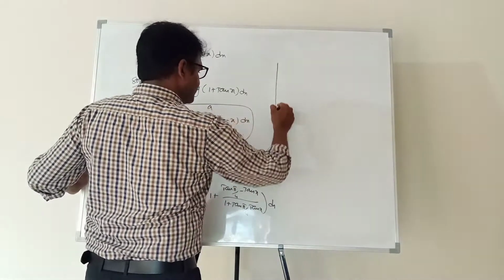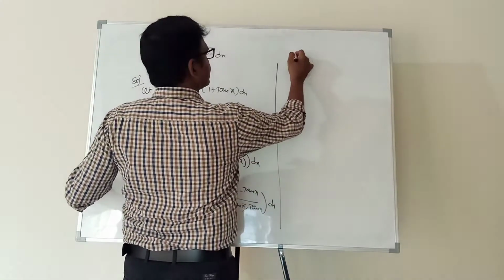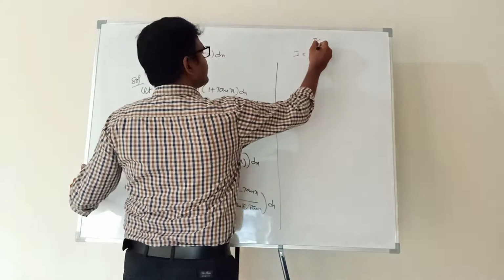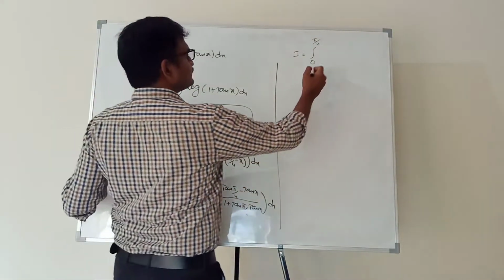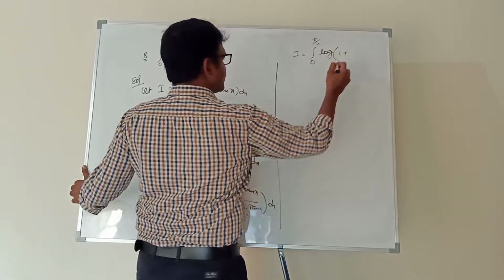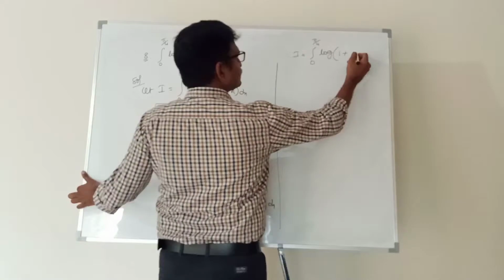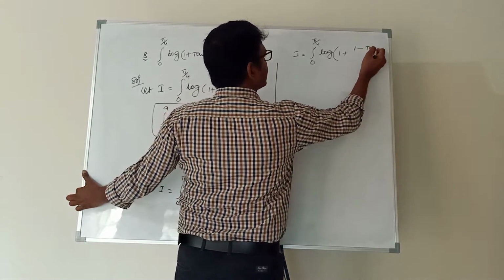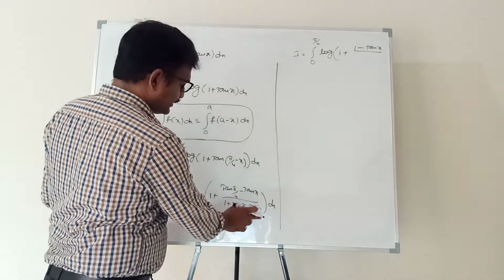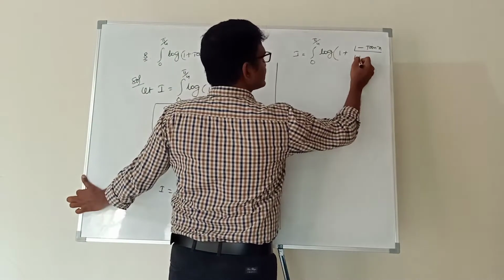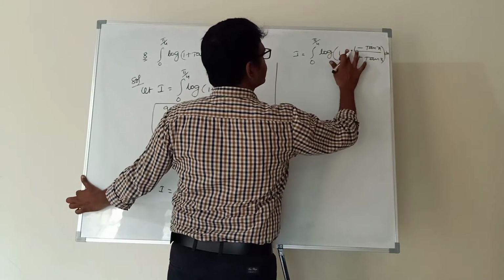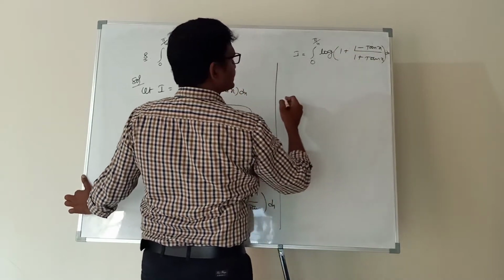Next, so I is equal to the integral from 0 to pi by 4 of log of 1 plus tan pi by 4, whose value is 1, minus tan x by 1 plus tan pi by 4, which is 1, into tan x, dx. So 1 plus 1 minus tan x by 1 plus tan x.